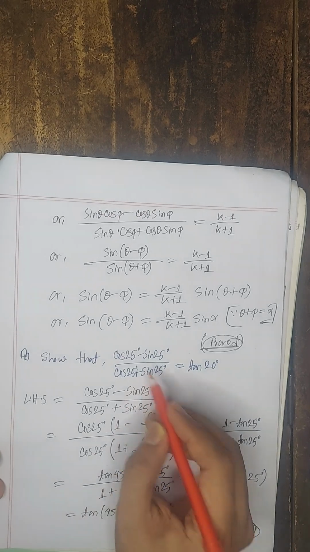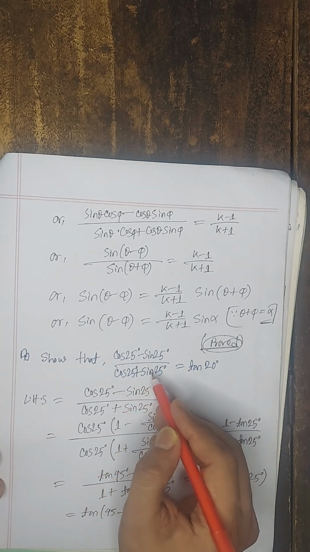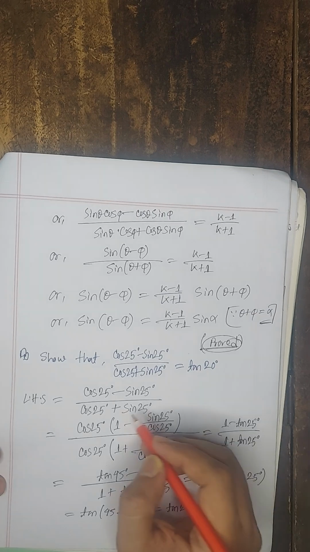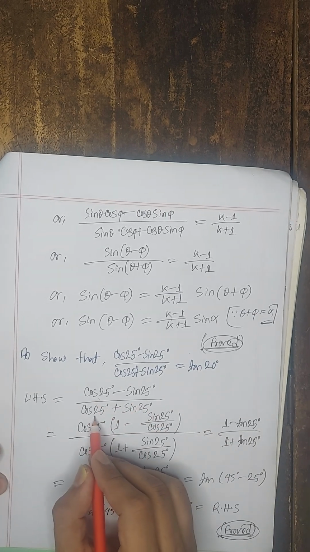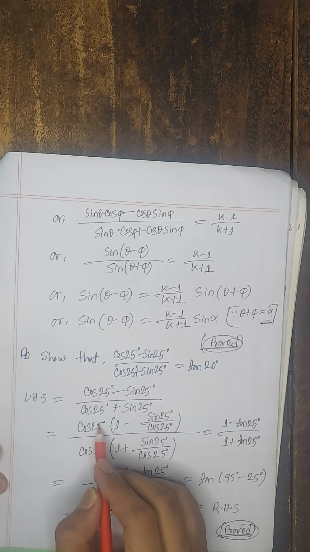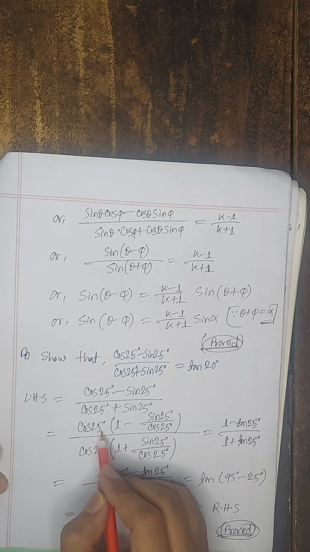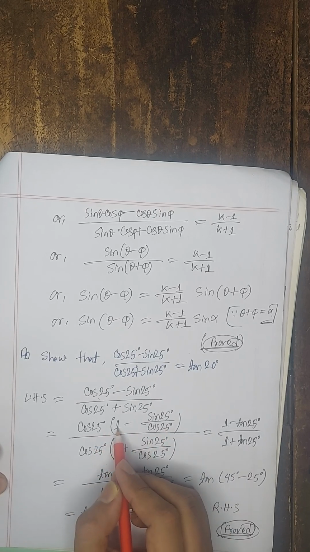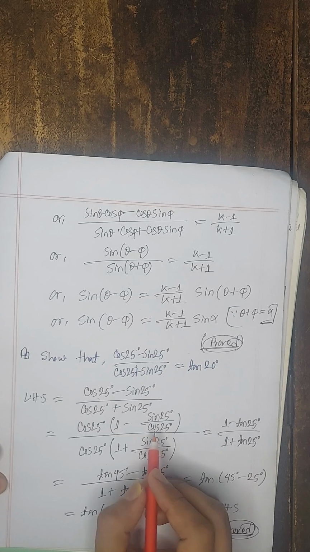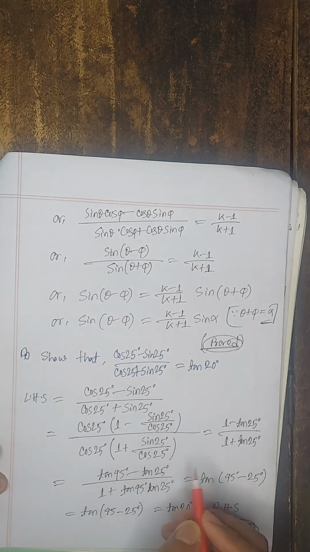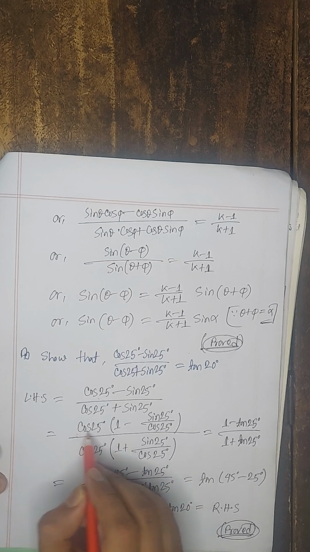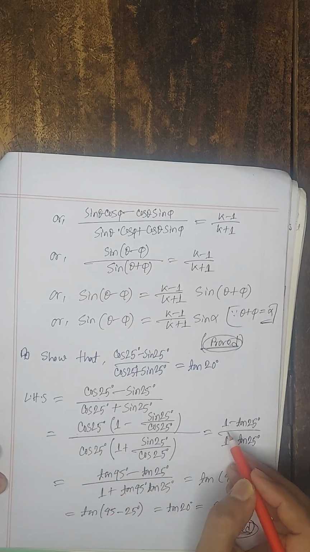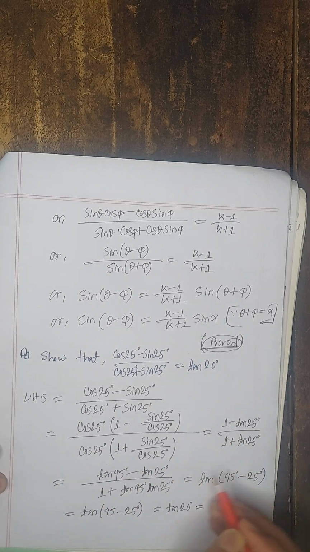Last problem, here the left hand side is this expression and the right hand side is this. So in the left hand side, (cos 25 minus sin 25) divided by (cos 25 plus sin 25). We can take cos 25 outside of the bracket, then we get (1 minus sin 25 by cos 25) over (1 plus sin 25 by cos 25), and here we can cancel both cos 25, then we get (1 minus tan 25) over (1 plus tan 25).